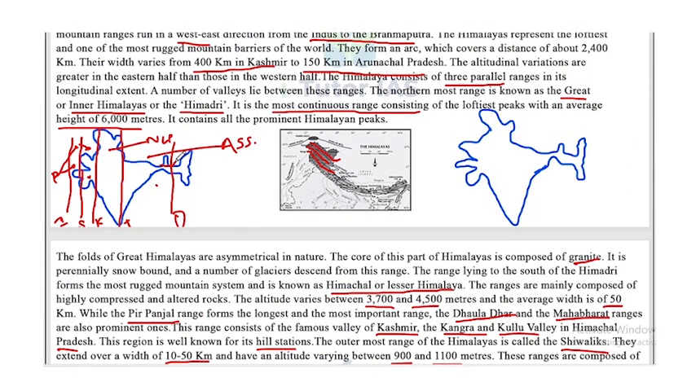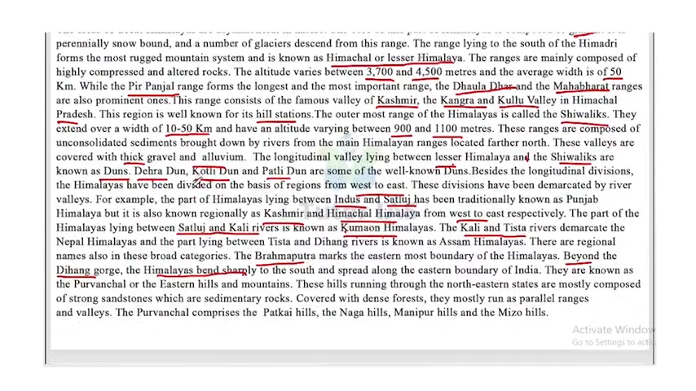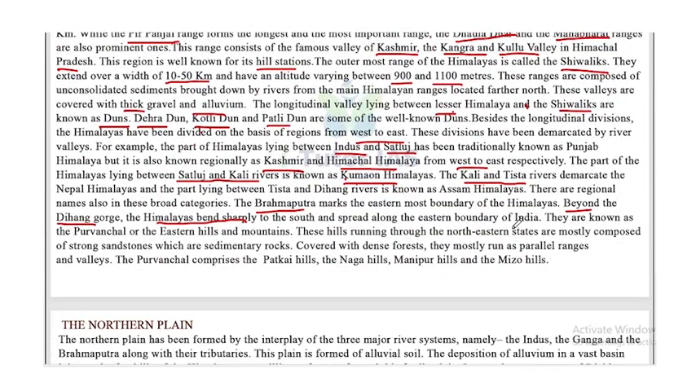Here, the Himalayas bend sharply to the south. This area is the eastern boundary of India, and it is known as Purvachal or the Eastern Hill Mountains. So this area is known as Purvachal or the Eastern Hills.